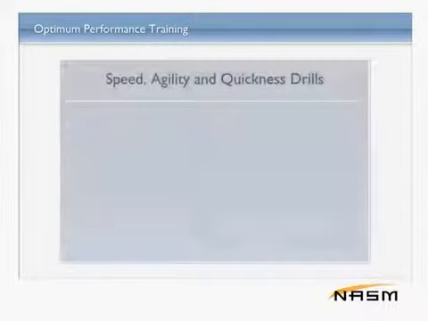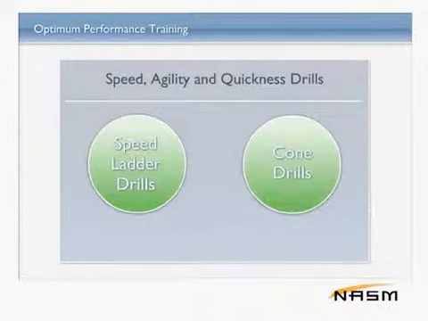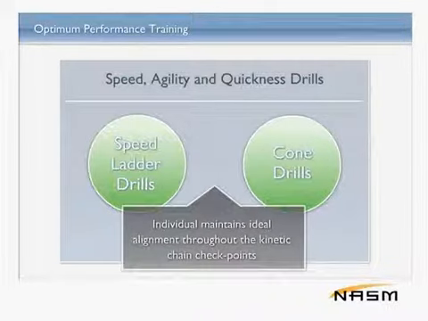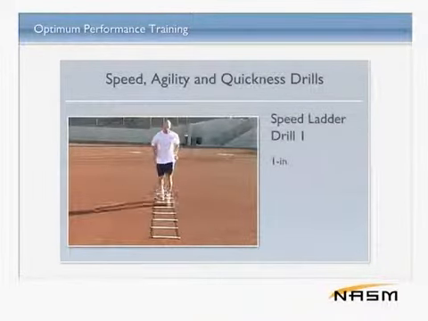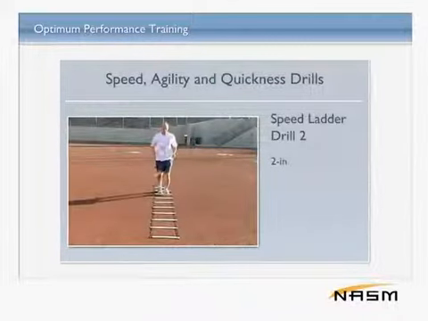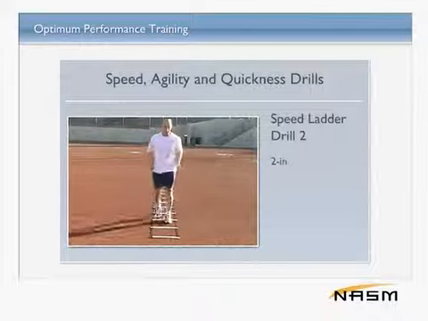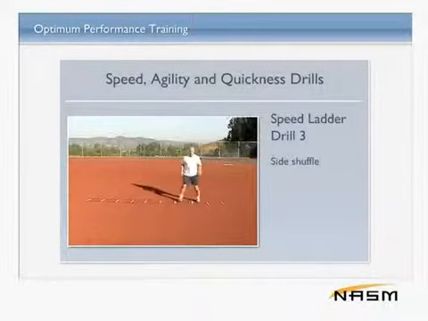Some basic speed, agility, and quickness drills include speed ladder drills and cone drills. Let's first start with speed ladder drills. Make sure that with all of these drills that the individual maintains ideal alignment throughout the kinetic chain checkpoints. The first drill is a 1-in, meaning that 1 foot goes into each box. The second drill is a 2-in, meaning that 2 feet go into each box. The third drill is a side shuffle.